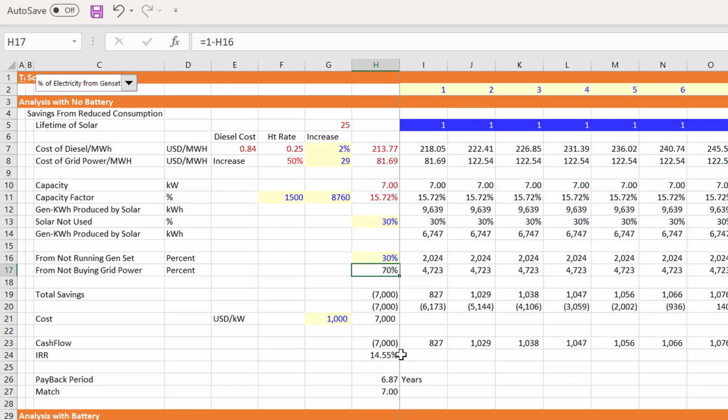So let's leave it at 30%, and I'm looking down here. Now that once we have this, we can say, here's the savings we get. This is just the cost of the diesel power and the cost of the grid power, and since this is megawatt hours, we have to divide it by 1,000.